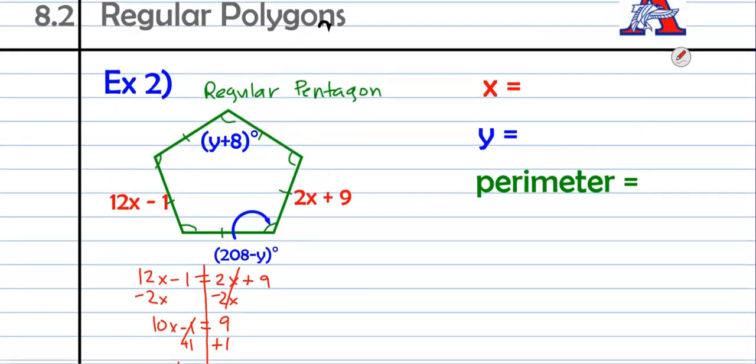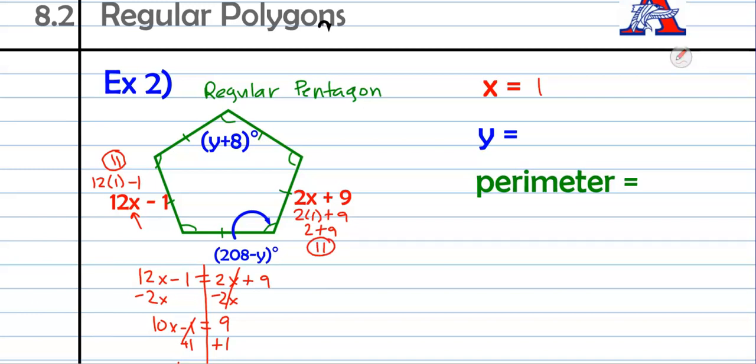Okay, now what I'm going to do with that is substitute it back into the equation. So I'm going to do 12 times 1 minus 1 to figure out what the side lengths actually are and to check my work at the same time. So 12 times 1 is 12. 12 minus 1 is 11. So on that one, I got that a side length is 11. Same thing over here. I'm going to do 2 times 1 plus 9. Well, 2 times 1 is 2. And 2 plus 9 is 11. So that's good. x is 1, and then each side is 11.